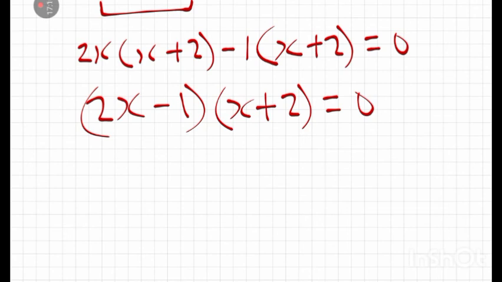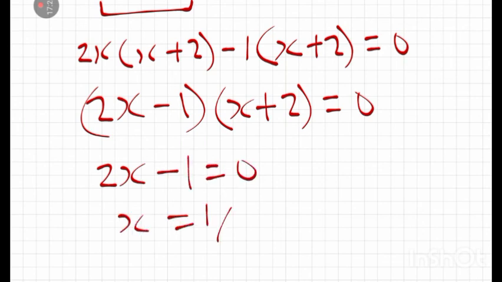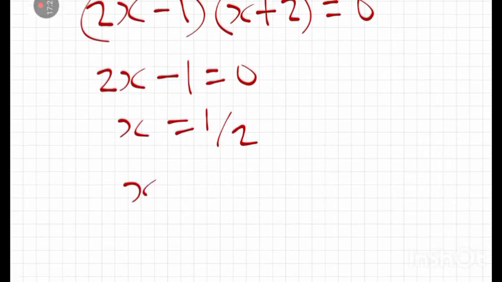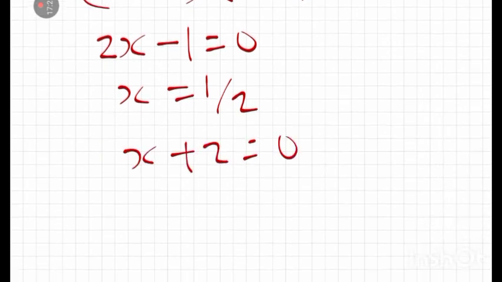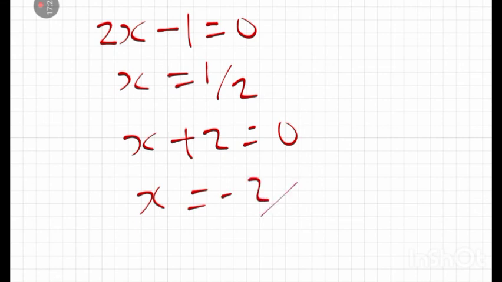When we have a product of two things equal to 0, definitely one of them is equal to 0. Therefore, 2x minus 1 is equal to 0, x is equal to 1 over 2. And x plus 2 is equal to 0, x is equal to minus 2.